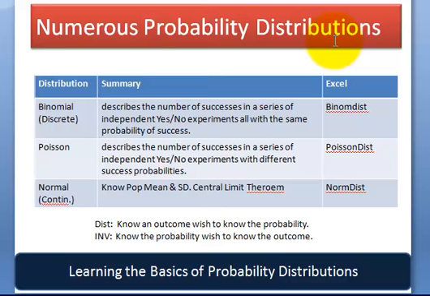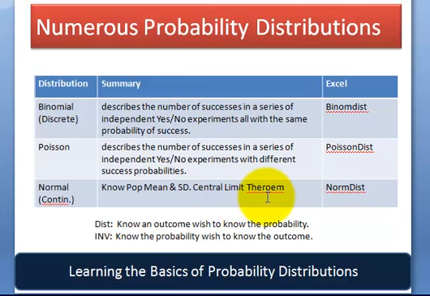Numerous probability distributions, and again, there's an example of every one of them. A binomial is a discrete distribution. We go through what a binomial is, basically where you have a yes-no experiment. In Excel, there's a tool called BINOM.DIST. Poisson distribution is another one, which is a series of independent yes-nos.